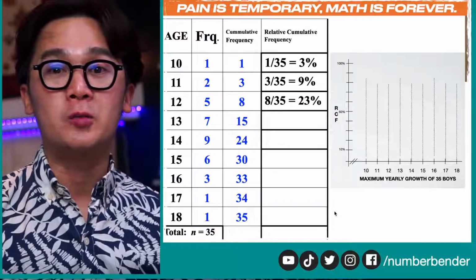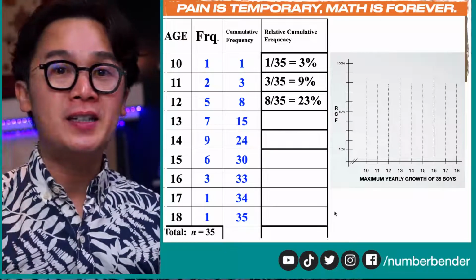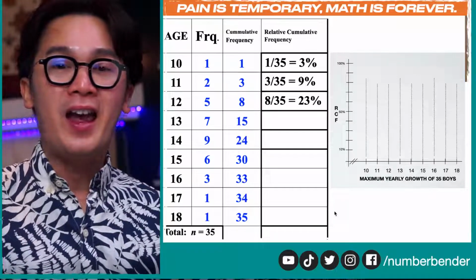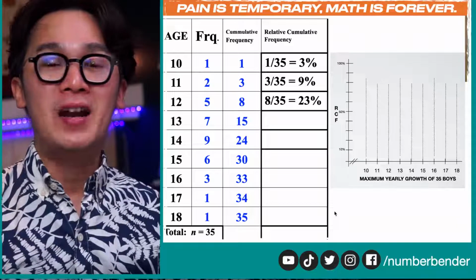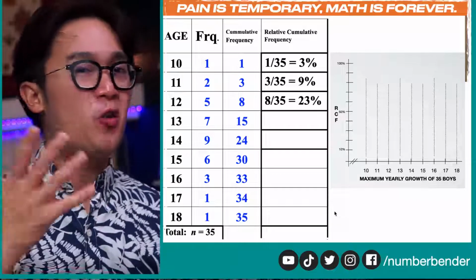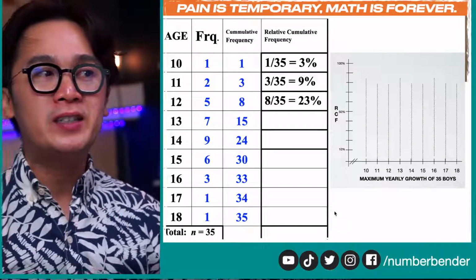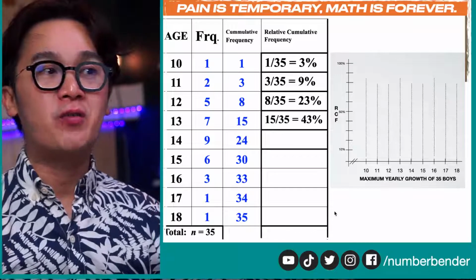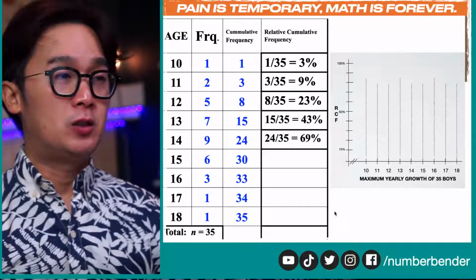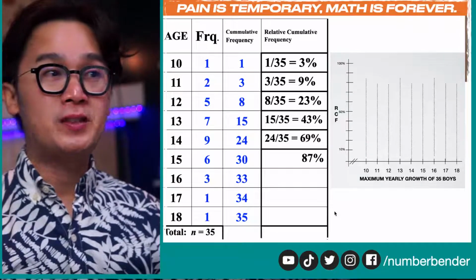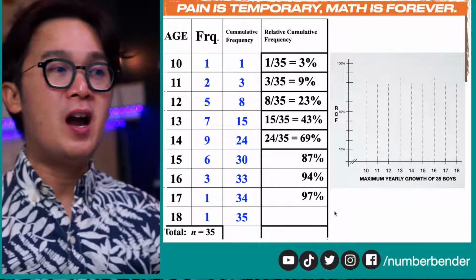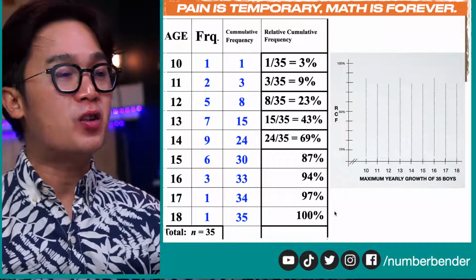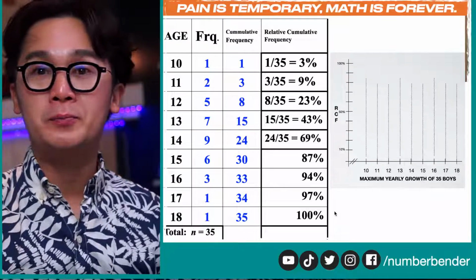Now that we're working on cumulative, notice that the percentages are going up and not fluctuating compared to the relative frequency graph that we have, or the histogram. So as we continue, 15 divided by 35 is 43%. 24 out of 35 is 69%. 30 out of 35, 33 out of 35, 34 out of 35, and 35 out of 35 is 100%.